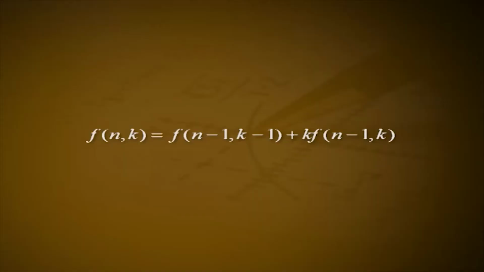Now suppose that n is greater than 1 and 1 is less than k, which is less than n. Let B be some distinguished element of S. If the singleton set {B} constitutes a cell, then S minus {B} can be partitioned into k minus 1 cells in f(n-1, k-1) ways. On the other hand, each partition of S minus {B} into k cells allows B to be admitted into a cell in k ways. We have thus shown that f(n, k) is equal to f(n-1, k-1) plus k times f(n-1, k), which is the desired recursion formula.